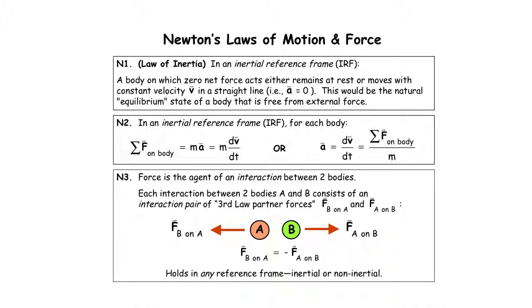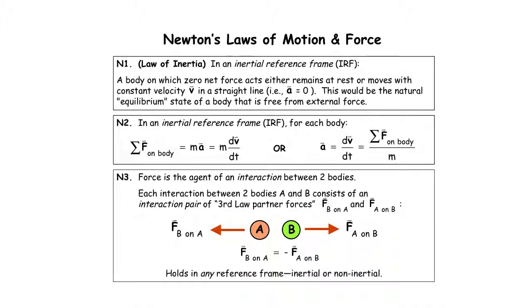And this is the most important one, the most tricky, and this is the one that we'll study a lot after the exam, is that force is the agent of an interaction between two bodies. We always take, even if I have a whole bunch of objects, 30 objects, I take any two and I ask, what is the force of A on B? And what I find is that each interaction between these two objects, A and B, consists of what we call an interaction pair of third law partner forces.